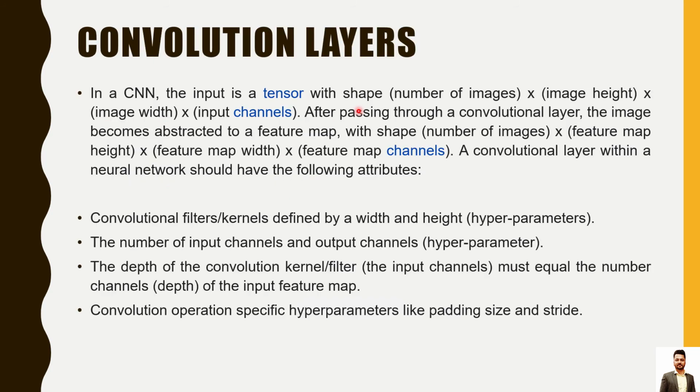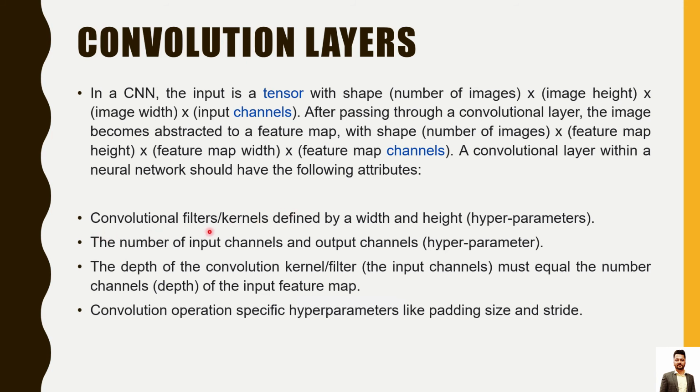Now convolution layers. In a CNN, the input is a tensor. Tensor means an array. It is a tensor with the shape number of images into image height into width into channels. Channel is, let's say that you have a colored image. It will have three channels: red channel, green channel, and blue channel. After passing through a convolutional layer, the image becomes abstracted to a feature map with the shape number of images into feature map height into feature map width into feature map channels. So let's understand this, and we will also practically see it later on.